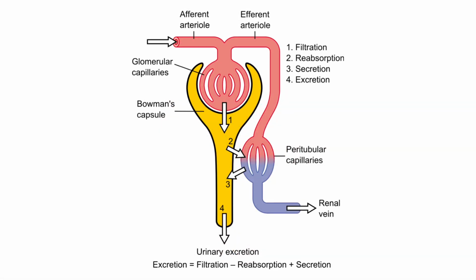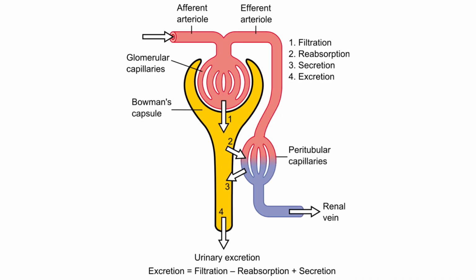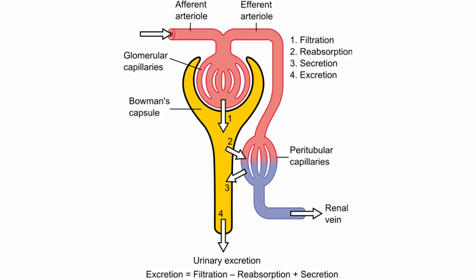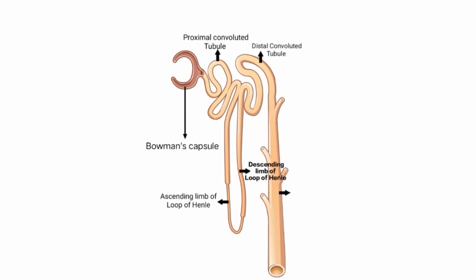Blood from the glomerulus is carried away by an efferent arteriole to the peritubular capillaries and the vasa recta, and to the kidney's venous system. The renal tubule consists of Bowman's capsule, proximal convoluted tubule, loop of Henle, distal convoluted tubule, and the collecting duct.